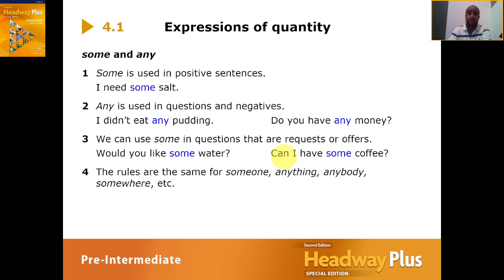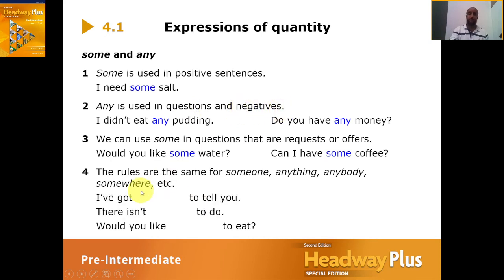Good. So the rules are the same when we use compound words, when we put two words together. Here we have someone, anything, anybody, somewhere. So the rule is, if you have the word some in someone, then we use that in the positive sentence. And if you have words like anything, anybody, because we have the word any, we should think about using that in the question and the negative form.